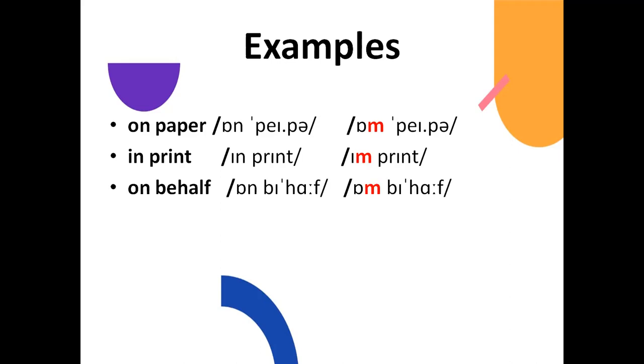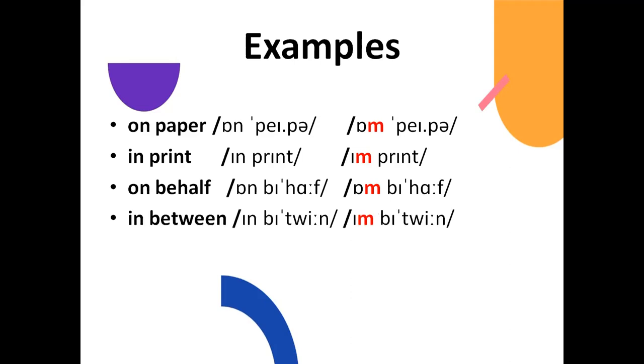Now see, on behalf. In the first two examples, we have the p sound after the n sound. Here we have another sound, that is the b sound. So what's going to happen? The n sound will again be changed into the m sound. So on behalf will be changed into om behalf. Let's see another example. In between, same, after the n sound, the b sound is coming. So in between will be changed into im between.